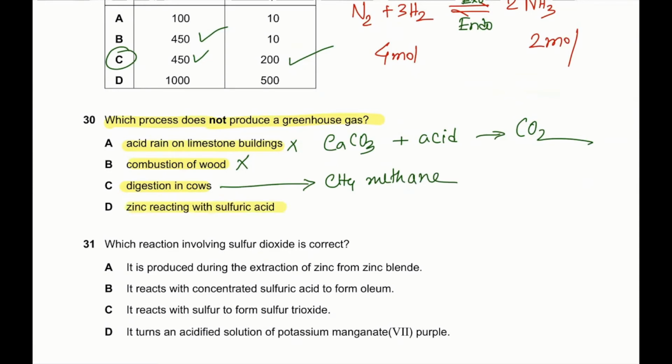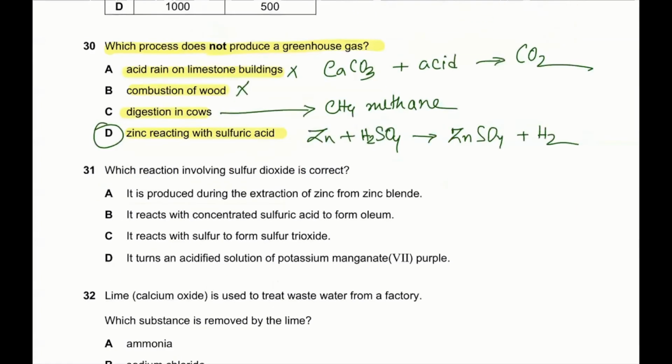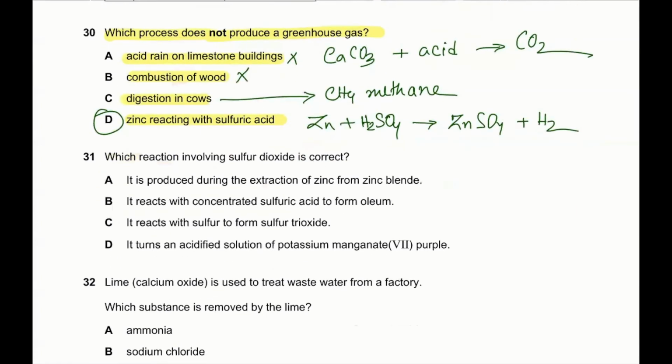Zinc reacting with sulfuric acid will produce hydrogen, Zn plus H2SO4. As you can see, this reaction produces ZnSO4, a salt, and it produces hydrogen. Hydrogen is not a greenhouse gas. So question number 30, D will be the correct answer.